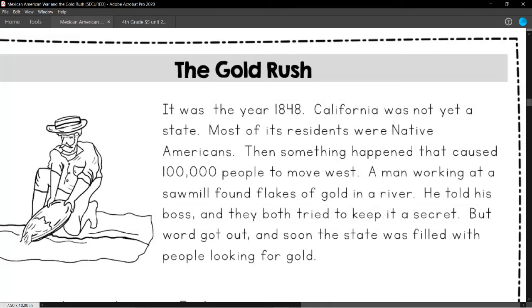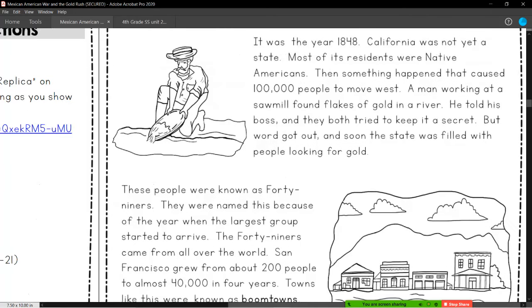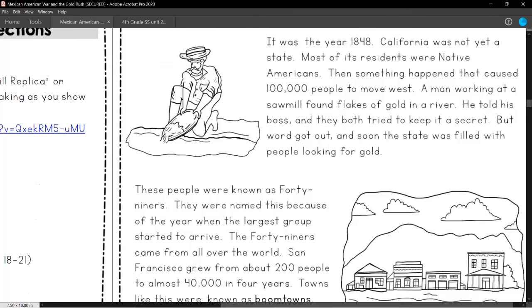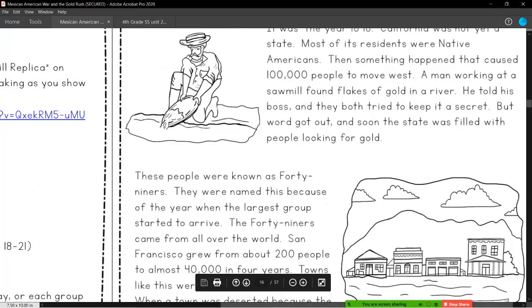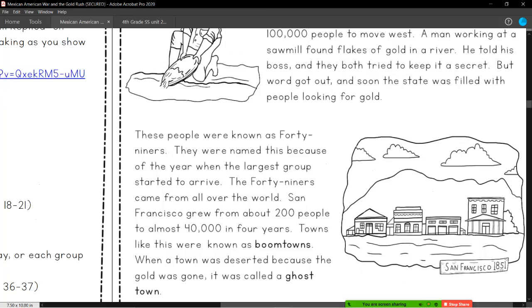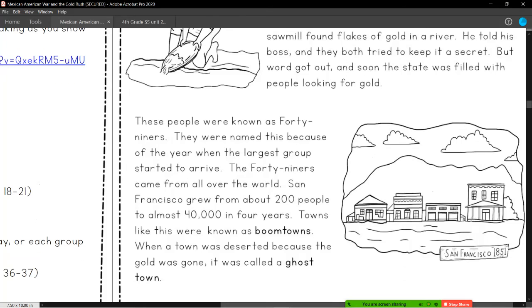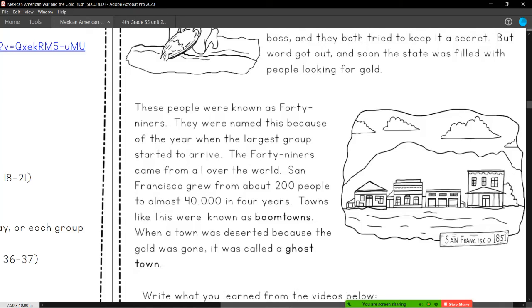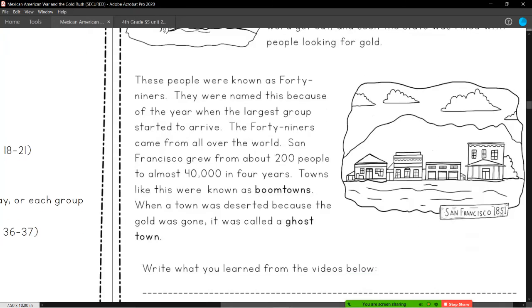A man working on a sawmill found flakes of gold in a river. He told his boss, and they both tried to keep it a secret, but word got out, and soon the state was filled with people looking for gold. These people were known as 49ers. They were named this because of the year when the largest group started to arrive. The 49ers came from all over the world. San Francisco grew from about 200 people to almost 40,000 people in 4 years. Towns like this were known as boom towns. When a town was deserted because the gold was gone, it was called a ghost town.